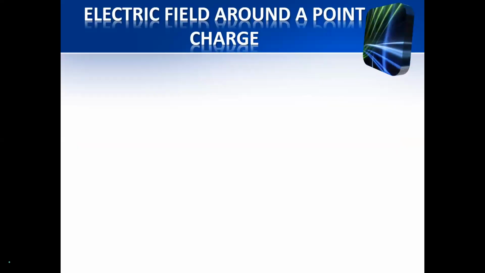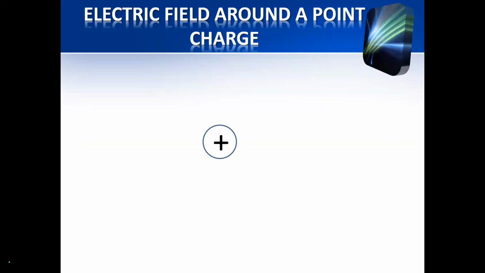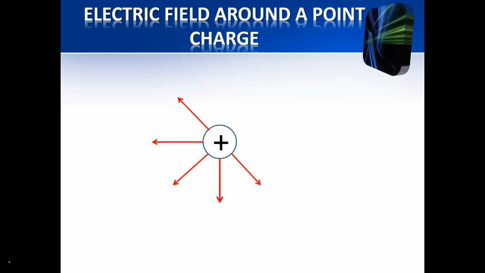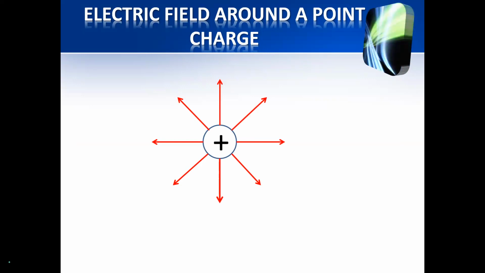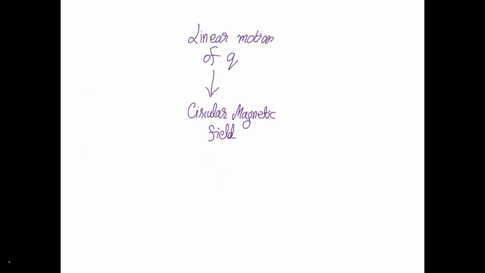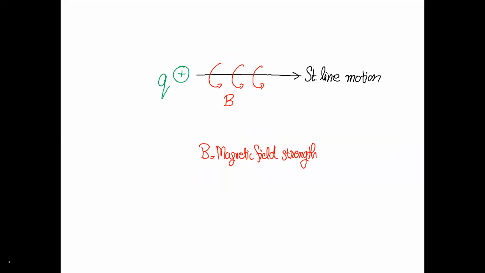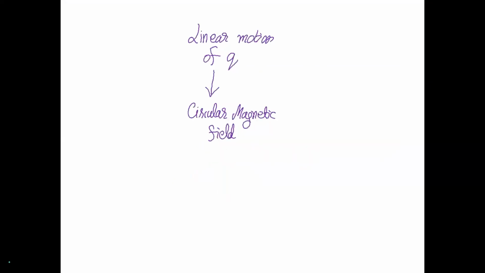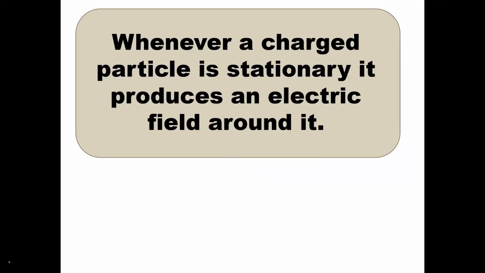You have to see this first. This is an electric field, and it is due to a static charge. So let's make the concept. If a charged particle is stationary, it will produce an electric field. And if a charged particle is moving, it will produce a magnetic field. You have to copy this screen now.